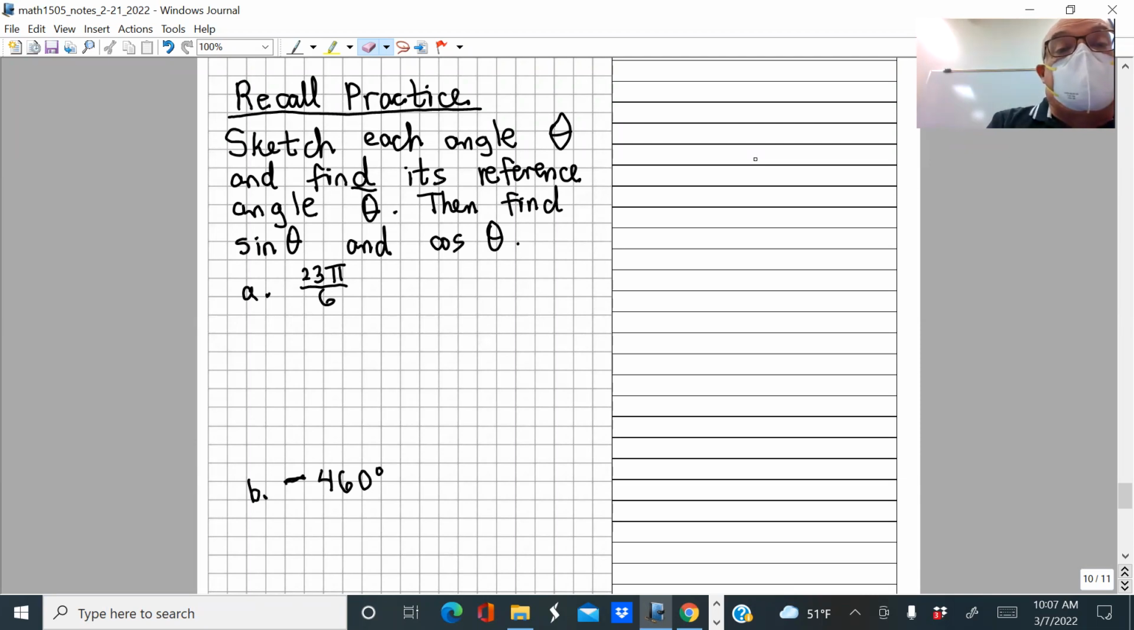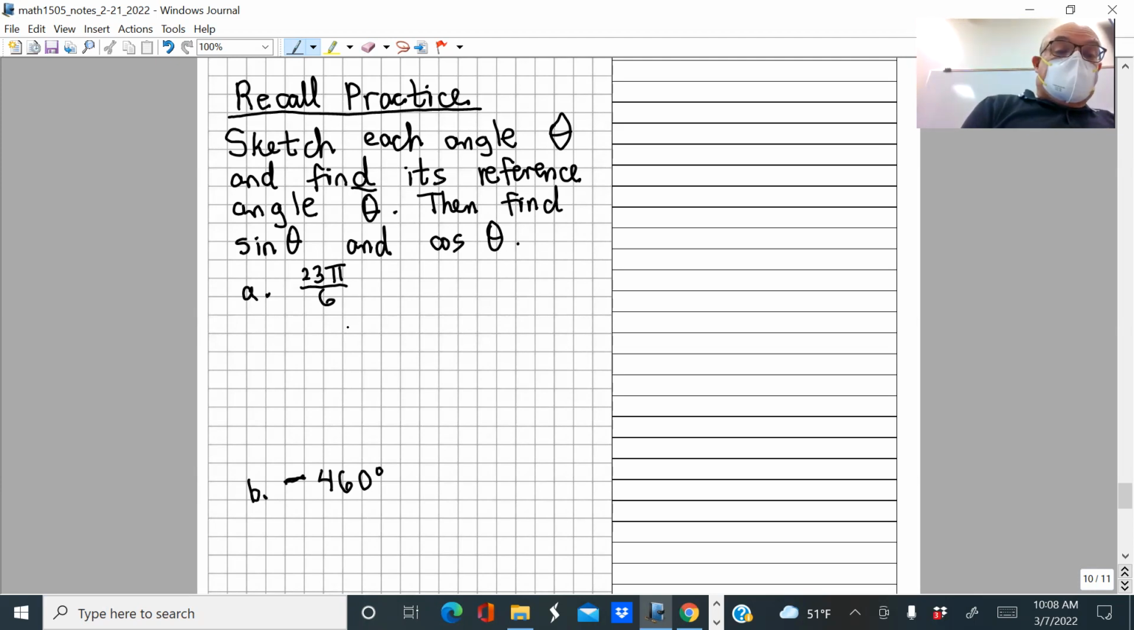Remember, the reference angle is always between 0 and 90 degrees. It's going to be an acute angle. So draw the angle first and then find the reference angle. That's a bar above theta, right? So you have the angle theta and then find theta bar. And once you've found theta bar, then see if you can find the sine and the cosine for theta.